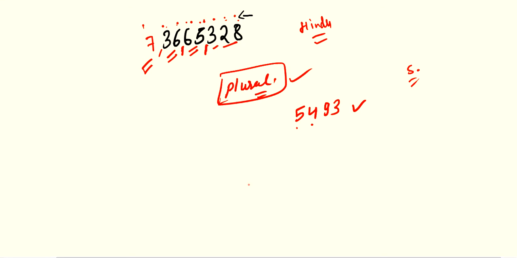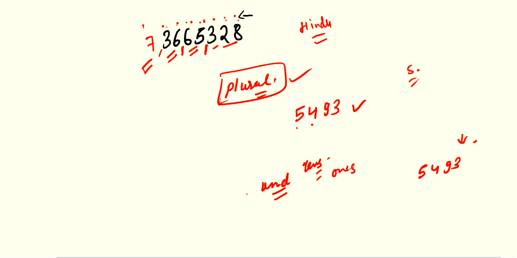The next one is do not use the word and before tens and ones. That means if you are having 5,493, do not read it with an and before the tens and ones. This is incorrect. The correct form is to read it without and. So don't use and there.